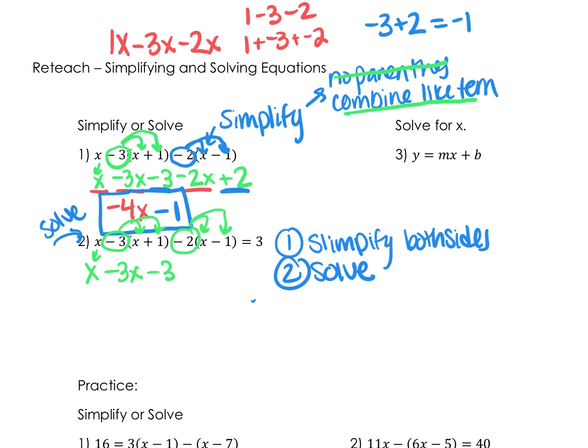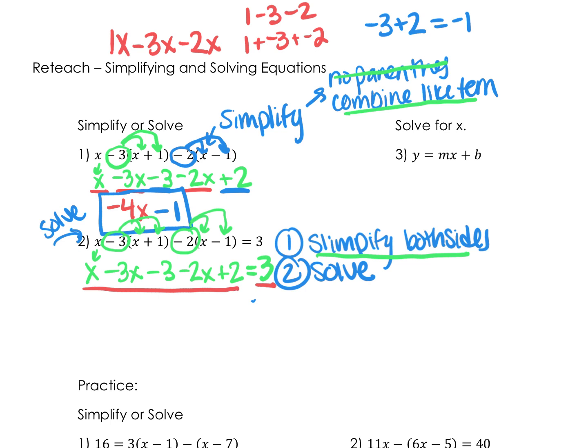So we'll get negative 2 times x, which is negative 2x, and negative 2 times negative 1, which is positive 2. Now this looks exactly like we had up at the top, if you notice, but this one is equal to 3. But we're not done yet because we still need to simplify both sides. The right-hand side of the equation, that just has a 3, right? That's simplified already. But we need to simplify this side over here, right?